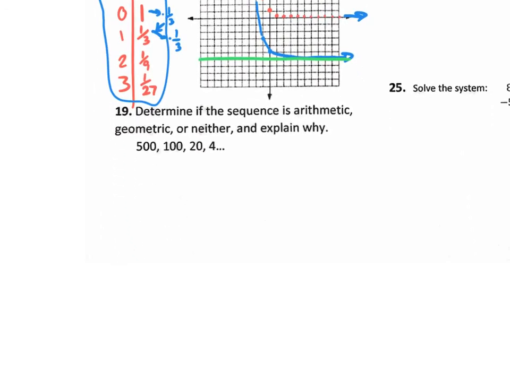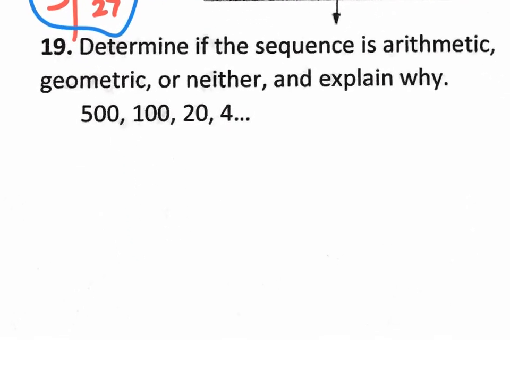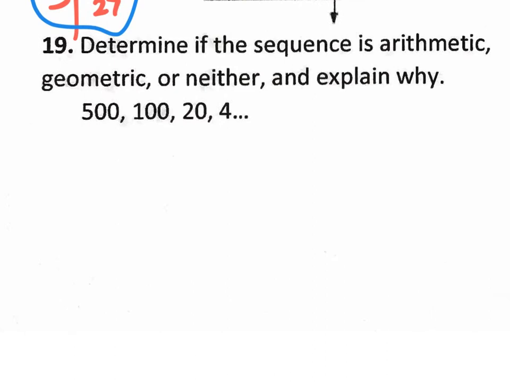So let's look at number 19. It says determine if the sequence is arithmetic, geometric, or neither. Explain why. Remember, arithmetic has a common difference. Geometric has a common ratio. The way to find out whether it's arithmetic or geometric is to pick a number and then either subtract the previous number from it or divide it by the previous number.